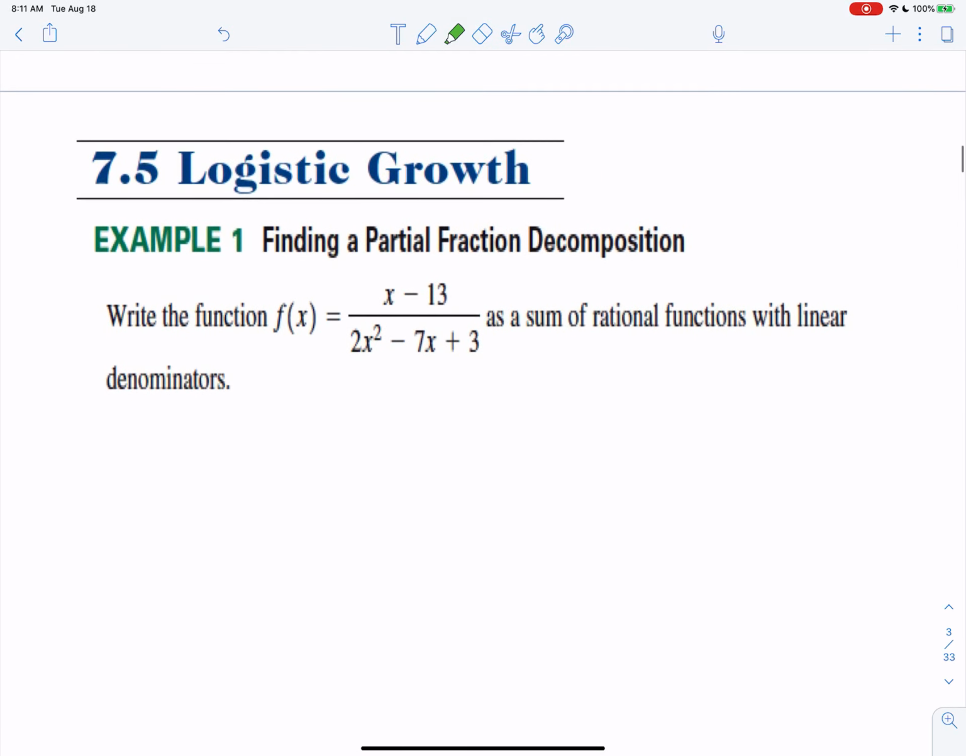So in example 1, there's a lot of verbiage here. All I want you guys to write down is the integral of x minus 13 all over 2x squared minus 7x plus 3. And then you slap on a dx, okay? Play when you're ready.